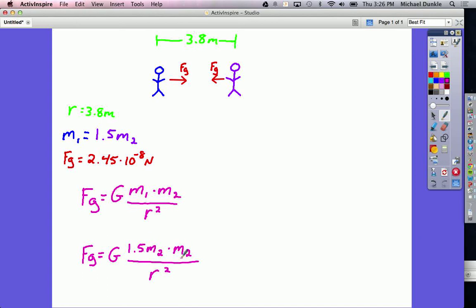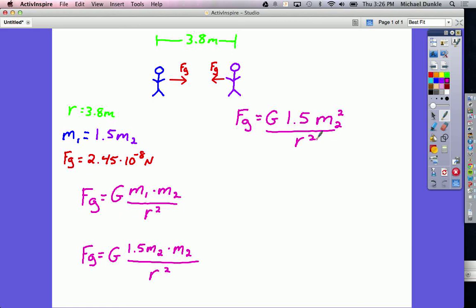We're going to simplify this. Mass 2 multiplied by mass 2 is quite simply the mass squared. So simplified, that becomes gravitational constant times 1.5 mass 2 squared divided by the distance between them squared. And from here we can plug in some numbers.